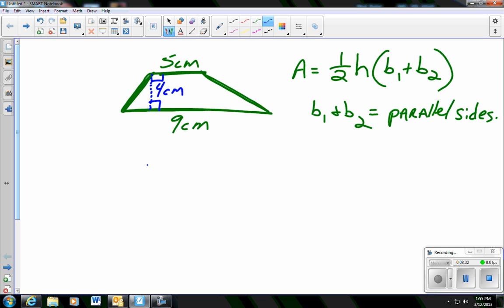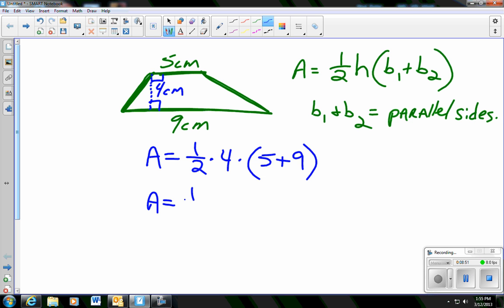So to set this one up, we would say area equals 1/2 times our height, which is 4, times base 1, which is 5, plus base 2, which is 9. And again, it doesn't matter which one you call base 1 or which one you call base 2. You're adding them both together anyways. So we continue on our math. Area equals 1/2 times 4 times, and in parentheses we have 14. Half of 4 is 2, and 2 times 14 is 28. So area equals 28 centimeters squared. Okay, when you multiply all three of those numbers together, you'll get 28 centimeters squared.